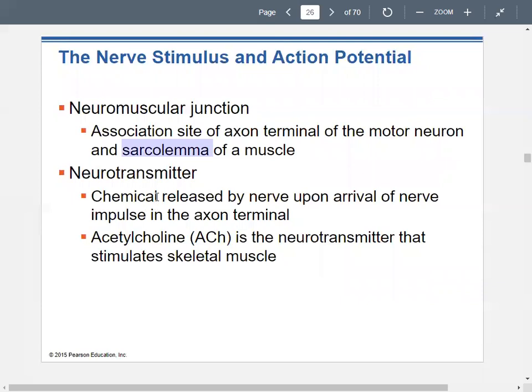Neurotransmitter. So this is a chemical that the nerve releases, okay, when the nerve signal goes all the way through the nerve, gets to the end of the terminal of the axon on the nerve. So for skeletal muscle, the neurotransmitter is acetylcholine, okay, or ACH. You'll see those two terms. That's a neurotransmitter. All right, so what's transmit mean? Send, right? So it's a chemical that a nerve sends a signal through. That's all it is.